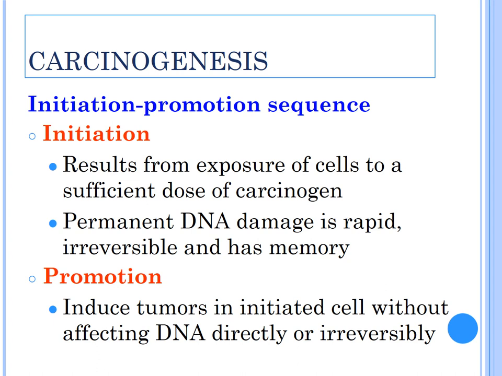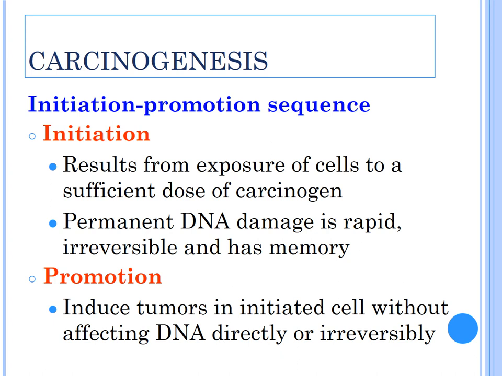Now, in carcinogenesis, it is not enough that you will be exposed to the carcinogen because there are two phases of carcinogenesis. One is initiation, and that is because the cells have been exposed to a sufficient dose. And I say sufficient dose because sometimes it's not sufficient, and even if they were exposed, they did not develop any cancer. See? But that exposure already produced permanent DNA damage. And the moment that DNA damage is produced, it is irreversible. It is rapid, irreversible, and it has memory, meaning if the cells divide, the daughter cells will also have that DNA damage.